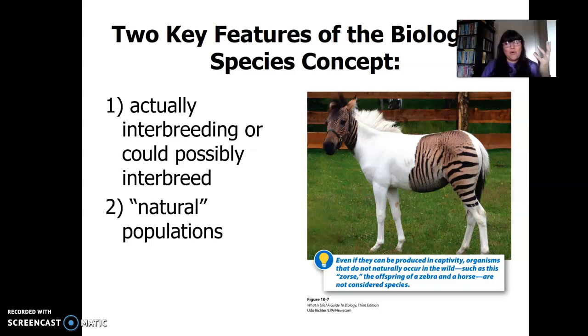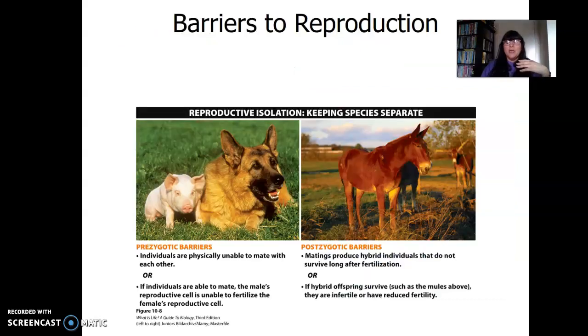And natural populations, okay? So in nature, there are barriers to reproduction. So why wouldn't they breed with one another?